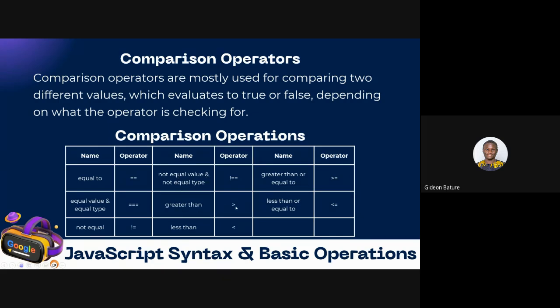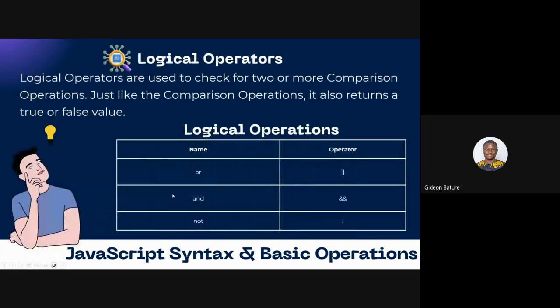We have greater than. I believe many of us know greater than. Many of us know less than. Many of us know greater than or equal to. Many of us know less than or equal to. So these are the most basic comparison operators we have. Equal to, equal value and equal type, not equal value and not equal type, greater than, less than, greater than or equal to operator, less than or equal to operator. All right. So take note of these comparison operators.